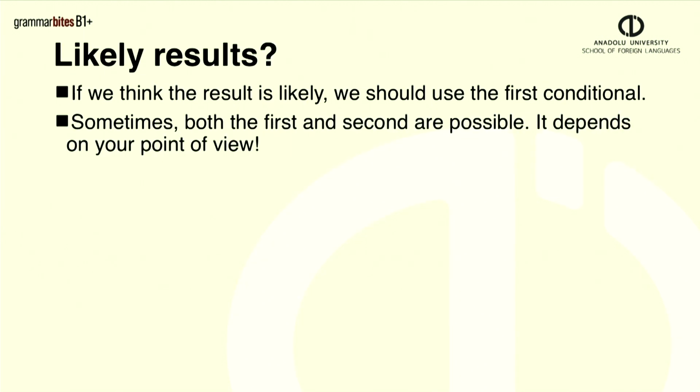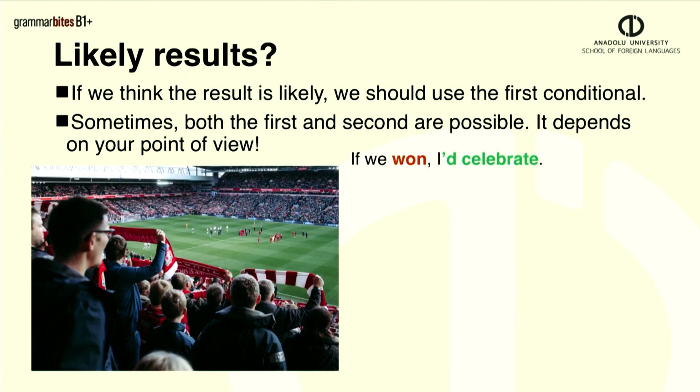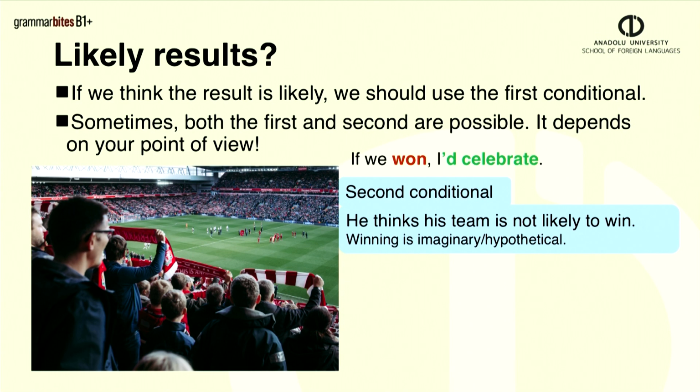If we think the result is likely, we should use the first conditional, not the second. But sometimes, both the first and second are possible, depending on your point of view. Here is a basic example with a football match. If we won, I'd celebrate. This is a second conditional sentence. He thinks his team is not likely to win.